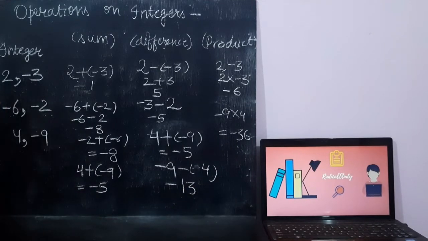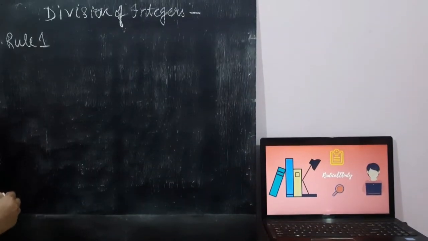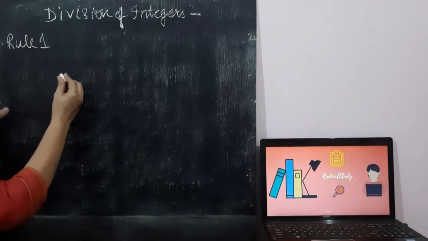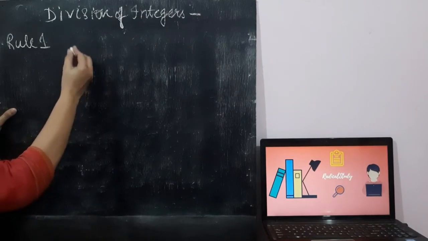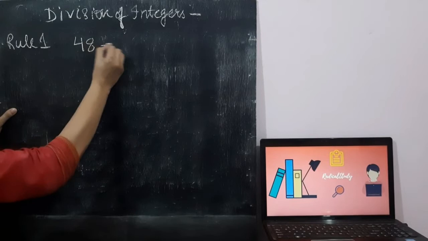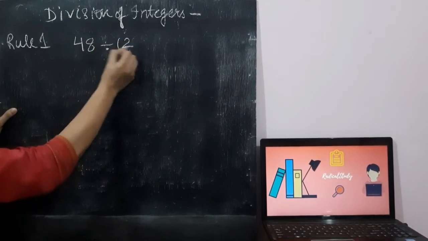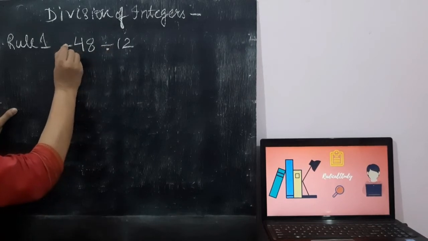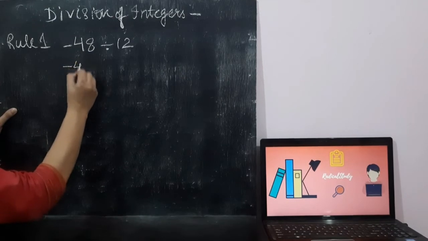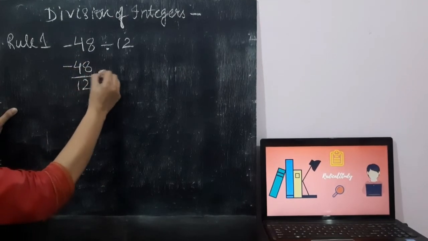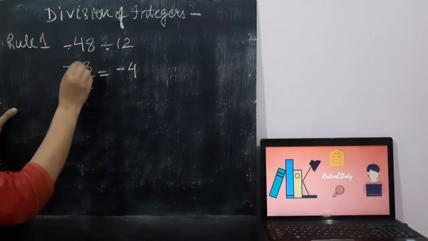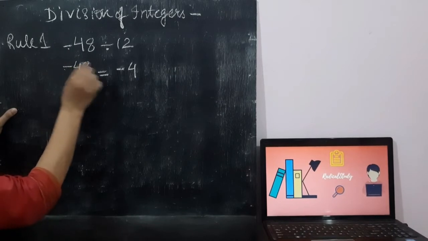Now I will explain division of integers. The first rule which we follow while dividing integers is, when we are dividing any integer like 48 divided by 12, if one of these two has a negative sign, for example I give the negative sign to 48, it can be written as minus 48 upon 12. The answer will be minus 4 because only one has a negative sign. So we simply divide and put the sign like this.